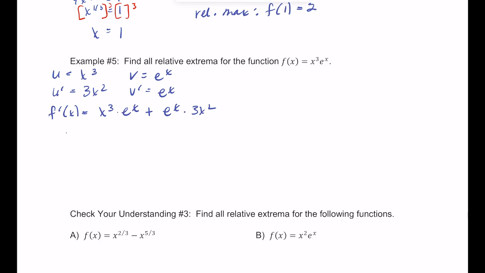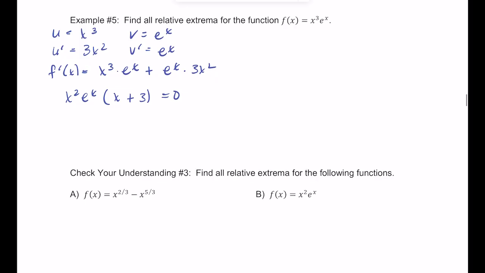And I have to set that equal to 0. So let's try to make life easier. We'll factor out an x squared and an e to the x. And then I would just be left with x plus 3. Okay, set that equal to 0. And e to the x is always going to be positive no matter what you put in, so I don't have to worry about that. I just have to worry about the x squared equaling 0 and x plus 3 equals 0. So here I get x equals 0 and x equals negative 3. So they're my critical values.